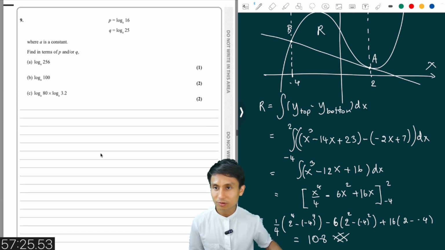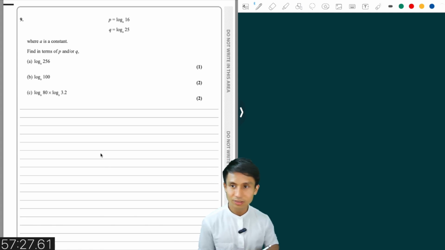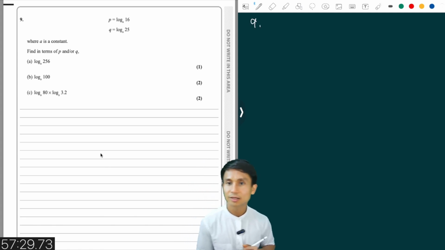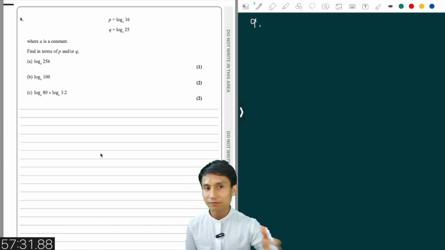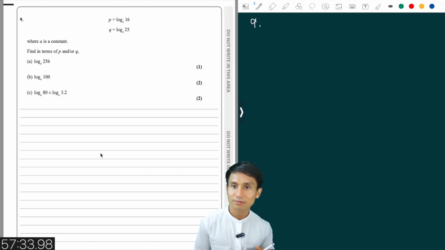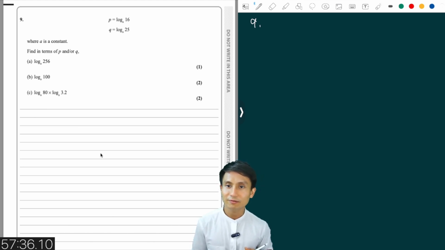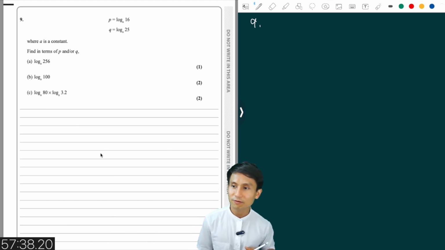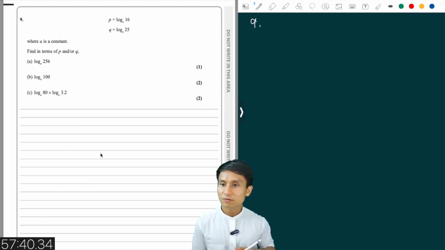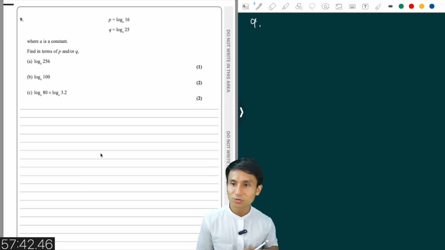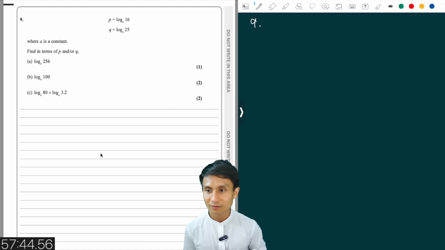Now we're on to number 9. Logs again, yeah? Number 9. We are at 57 minutes. I think we have time. P equals log A of 16, Q equals log A of 25, where A is a constant. Find in terms of P and Q, log A of 250.